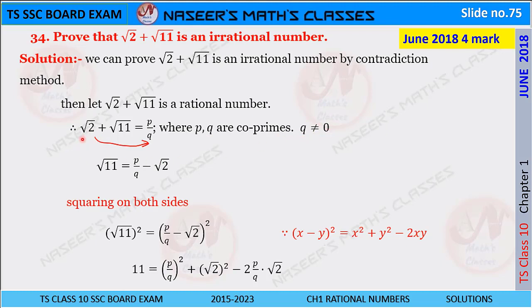Next we transpose root 2 from LHS to RHS, then we can write it as root 11 is equal to p by q minus root 2. Now we are squaring on both sides, then we can write (root 11) square is equal to (p by q minus root 2) whole square. Here on LHS, root and square cancel, we get 11. And RHS is in the form of (x minus y) whole square is equal to x square plus y square minus 2xy. Then we can expand it as (p by q) whole square plus (root 2) whole square minus 2 times p by q times root 2.